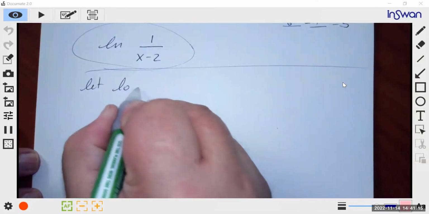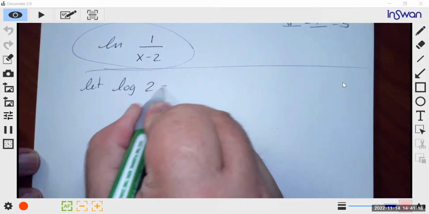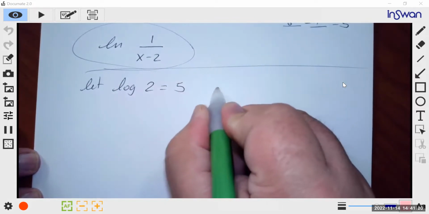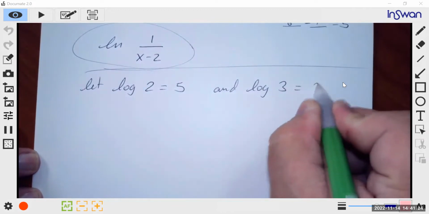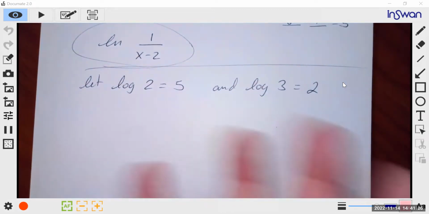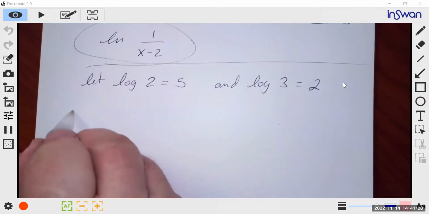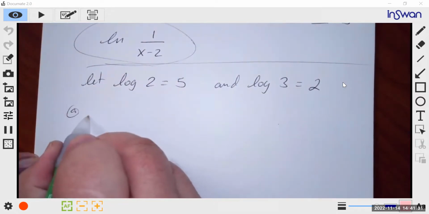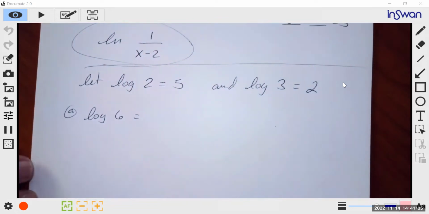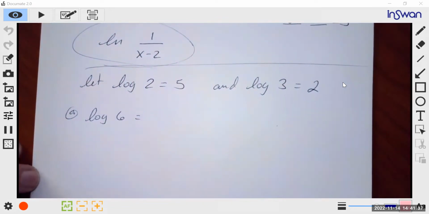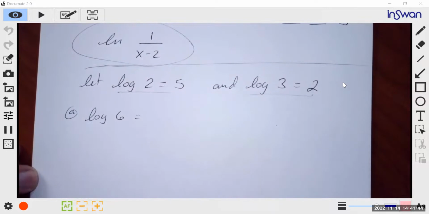Let log of 2 equal 5, and log of 3 equal 2. This is just for scenarios. A. What is log of 6? We can only use these things. How do we make up 6 with these two numbers?